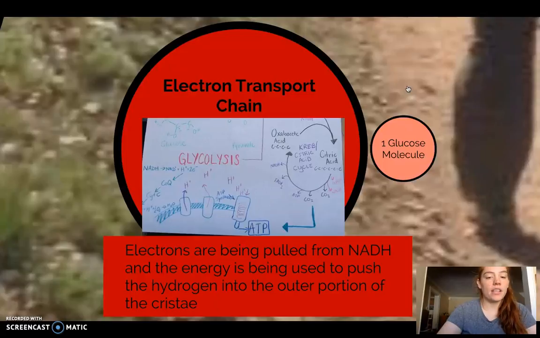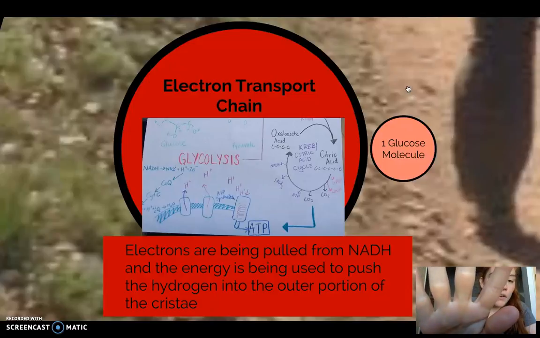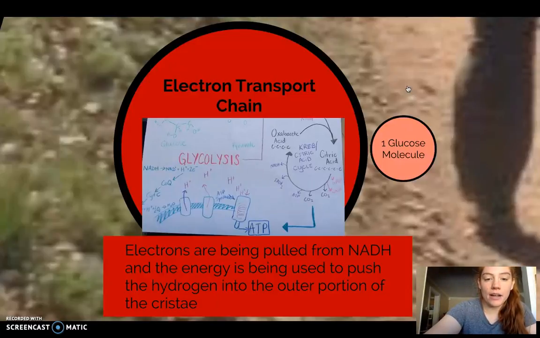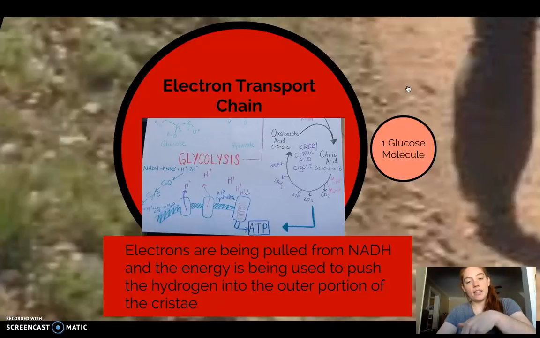When it's out in there, it's going to become very acidic, and they're going to want to go back in. So these hydrogens are getting pushed up with the energy, and then they're coming back around into the ATP synthase. As these hydrogens are going back in because they're wanting to have an equal gradient, ATP is being produced through the ATP synthase.